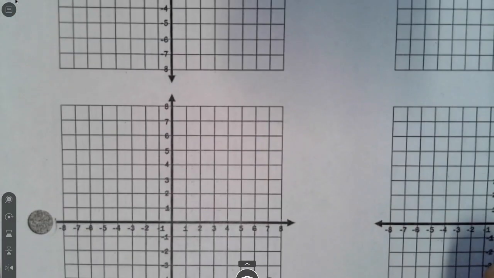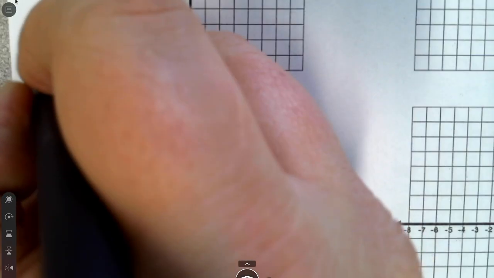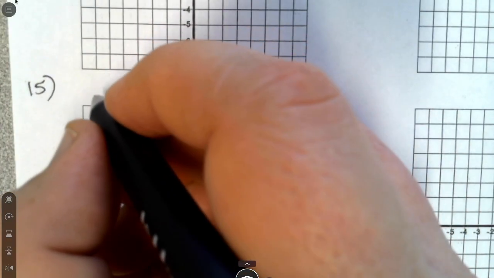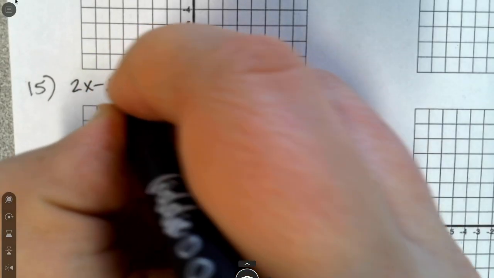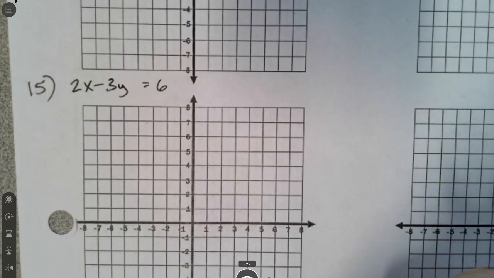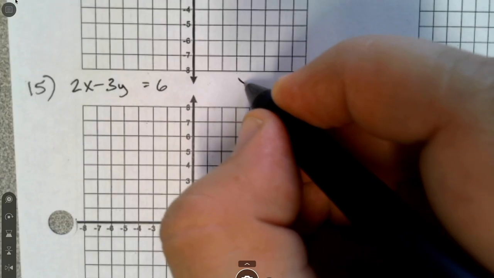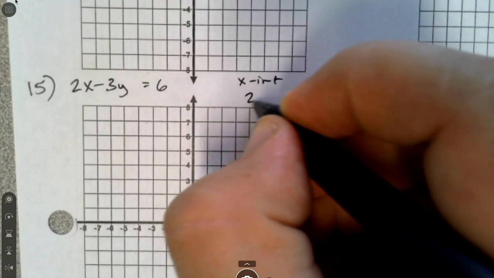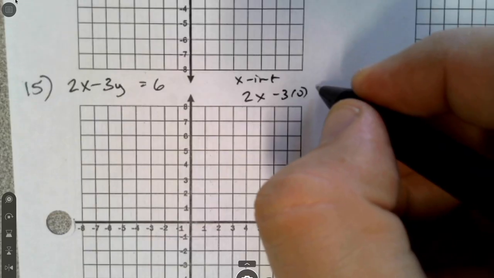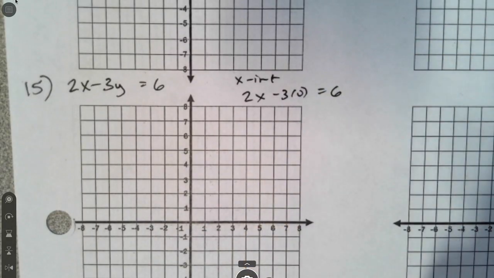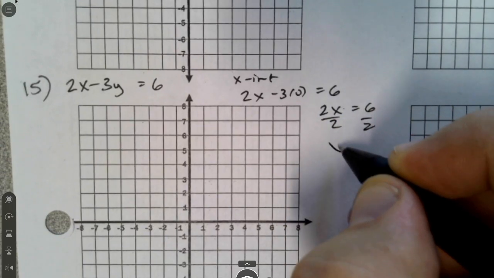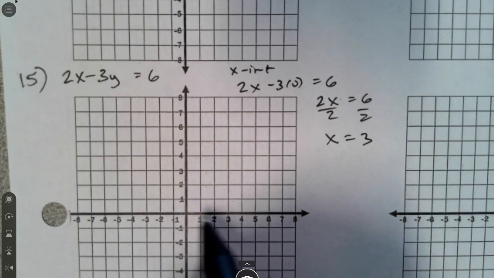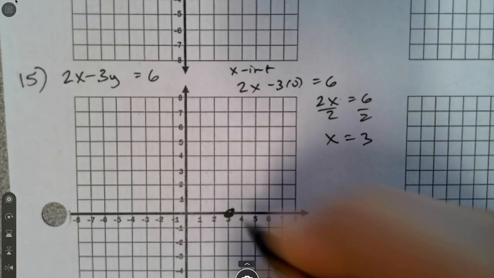Okay, 15 is a better example for doing it with x and y intercepts, as you'll see. It'll come out a lot nicer. So to find the x-intercept, we plug in 0 for y. So that goes away. 3 times 0 is 0, giving us 2x equals 6. So we divide both sides by 2, get x equals 3. So the x-intercept is on the x-axis right here at 3.